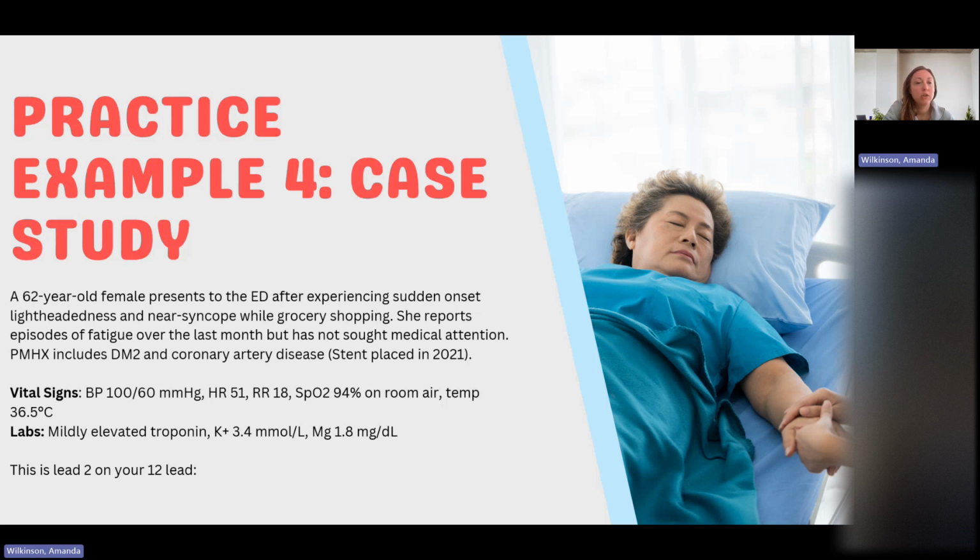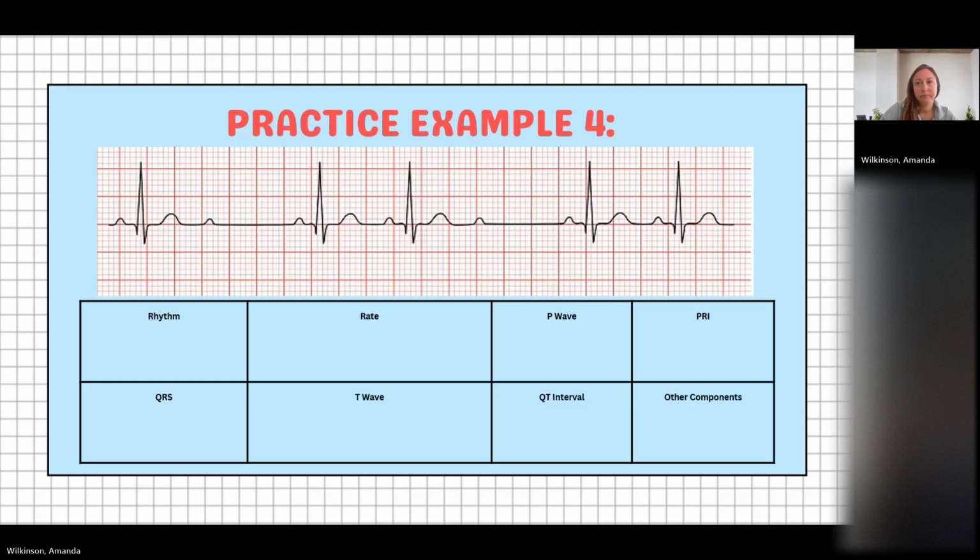Her blood pressure is 100/60, heart rate is 51, resp rate is 18, SpO2 94% on room air, and temp is 36.5. She has mildly elevated troponin. Her K is 3.4 and her Mg is 1.8. This is lead 2 on your 12 lead. And I'll give you a minute to interpret that.